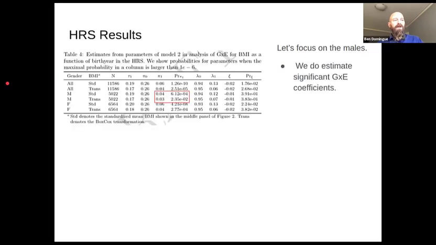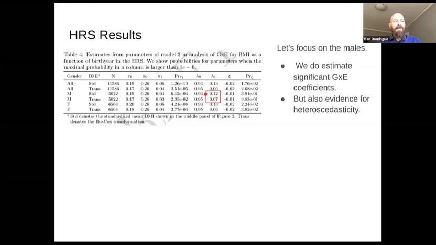So what do we have? Well, I want to start with the males. So the first thing to note is that we get very significant G by E coefficients, right? The pi 1 term, especially for the raw BMI metric, you would reject the null that pi 1 is 0 for any conventional level of alpha. But we have very pronounced heteroscedasticity. I'm not even showing p-values for these terms because they're under 1 × 10⁻⁶ uniformly. We have real heteroscedasticity problems here, right? So we have a big pi 1 and a big lambda 1.